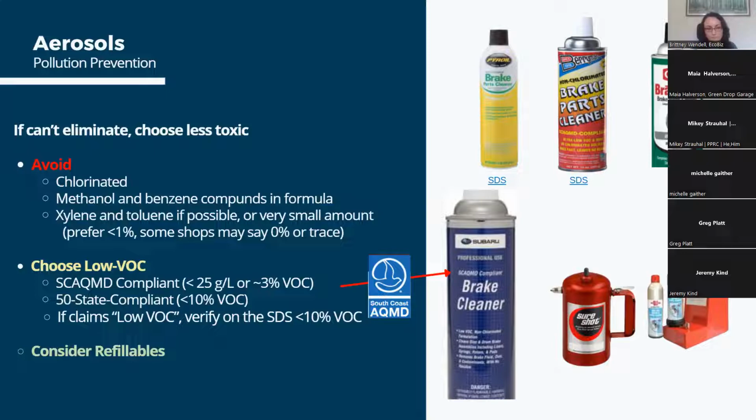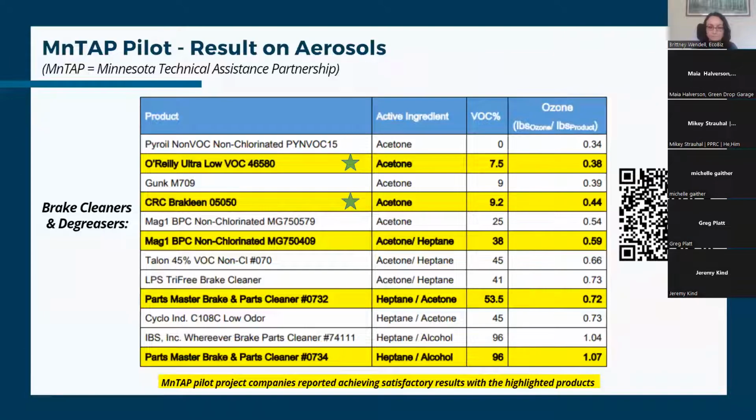I wanted to show you, it's a little bit small, but you can see the label on the Subaru product is compliant with the 3% VOC level. Another thing to consider is refillables. Brittany's going to talk about that in a minute, but I have one more slide to present to you.